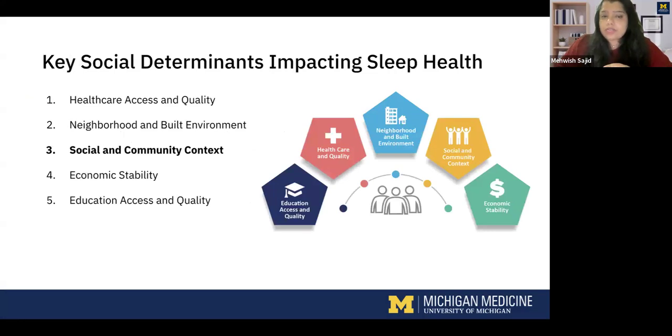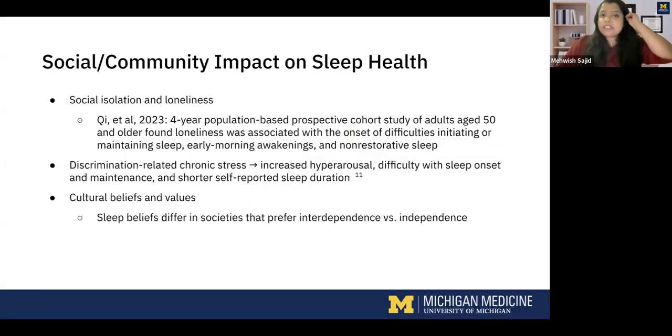Talking about social and community context. So there was an interesting study that was done back in 2023 that was a 4-year population-based prospective cohort study looking at adults ages 50 and older. And they found that in these adults, loneliness was associated with the onset of sleep difficulties, whether that be initiation difficulties or maintaining sleep, leading to early morning awakenings, and overall sense of non-restorative sleep. And that was despite the fact that these patients might actually belong to a community, but it was the perceived sense of loneliness that led to their sleep issues.